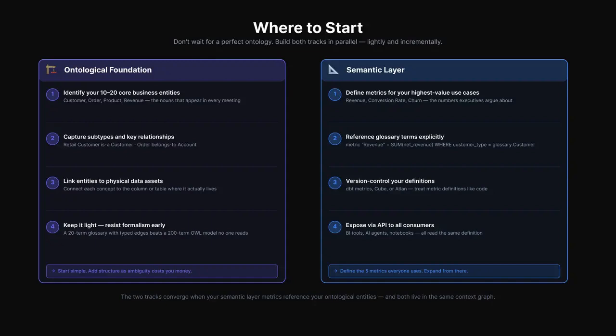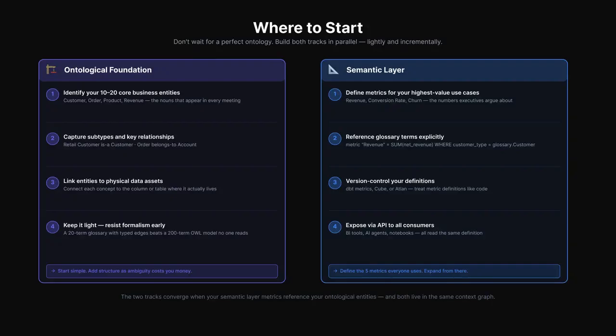Definitions that live in a wiki die there. Metrics defined in code but invisible to business users only serve the engineering team. The context layer is what makes both investments usable. It's the place where a data analyst can search for revenue, find the glossary definition, see the metric formula, trace the lineage, and check who owns it, all without leaving the platform.